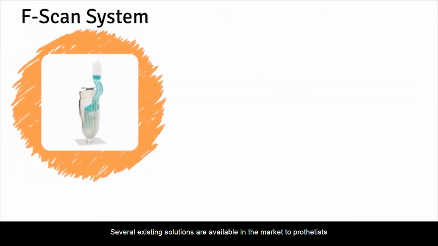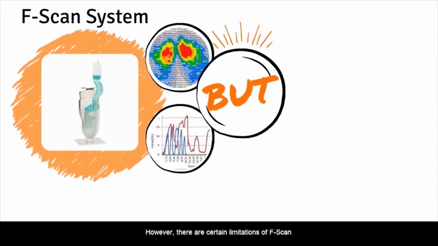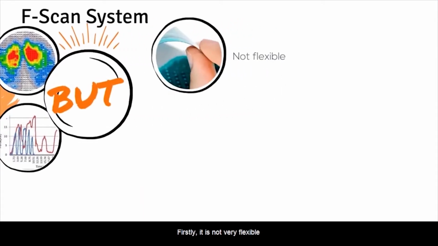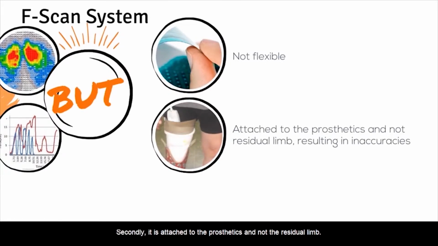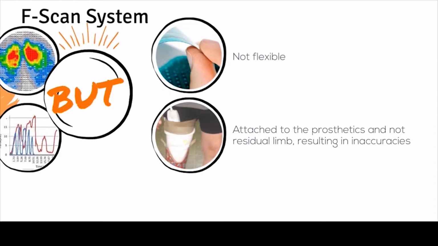Several existing solutions are available in the market to prosthetists. One popular example is the F-scan system, which provides detailed pressure profiles and graphical displays for quantitative analysis. However, there are certain limitations of F-scan. Firstly, it is not very flexible. Secondly, it is attached to the prosthetic and not the residual limb. This results in certain areas not being in contact with the stump, leading to inaccuracies in the measuring process. Therefore, we decided to design a sensor that could gather quantifiable pressure data and fit the demands of prosthetists while working around the limitations of current solutions.